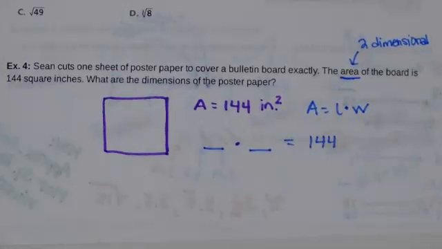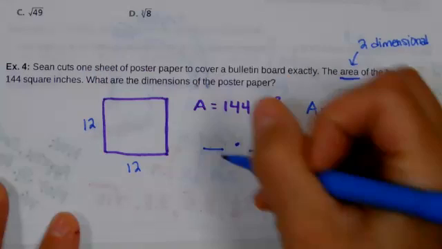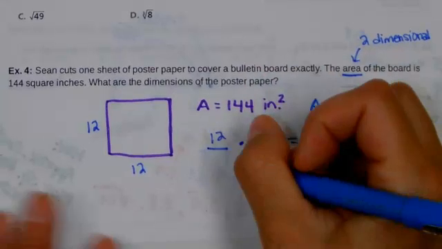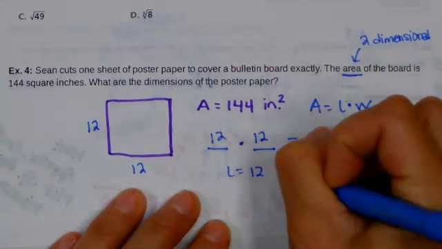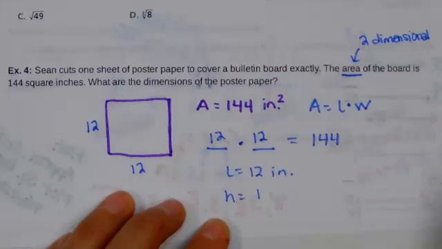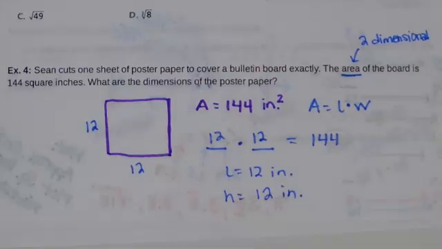Okay, and so again, this is one we learn in elementary school. What number times itself is 144? Well, 12 times 12 is going to give us 144. So the dimensions here, the length is 12 inches and the height is 12 inches, or width, you could say. And that's the answer to the question.